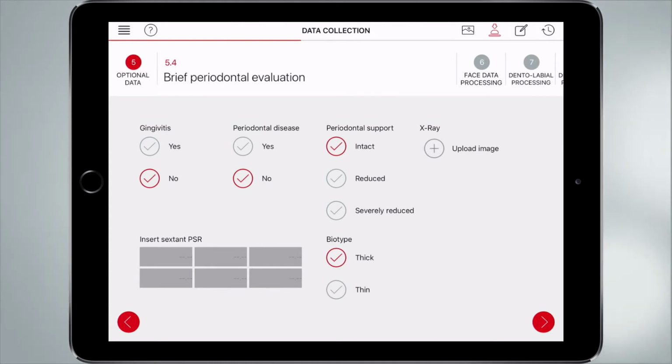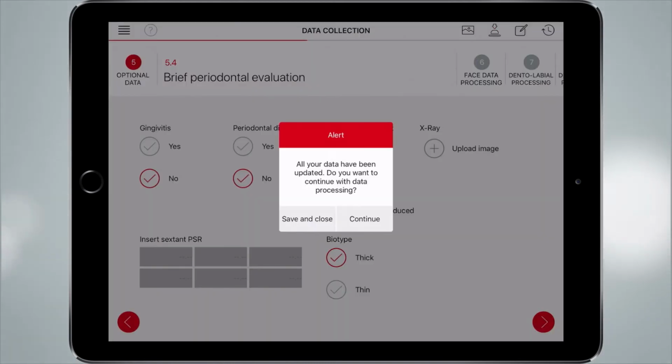So I push the red arrow on the bottom, and now the app asks me, all your data have been updated. Do you want to continue with data processing? You have two options, save and close or continue. Save and close means that you don't need the patient anymore. The patient can go home. It's finished. So we have all the data collection made, so you can finalize your treatment plan, the data processing, at home or the day after or when you want.